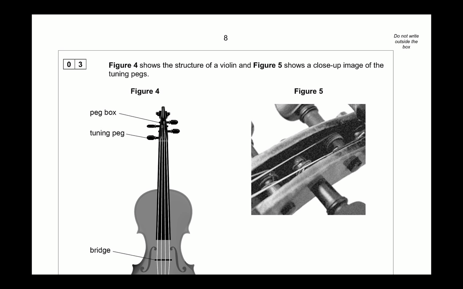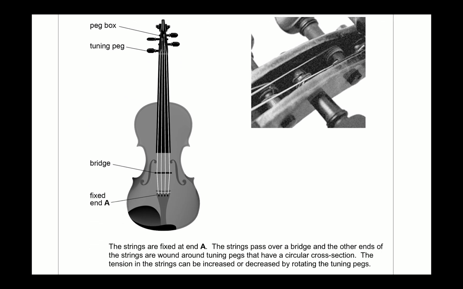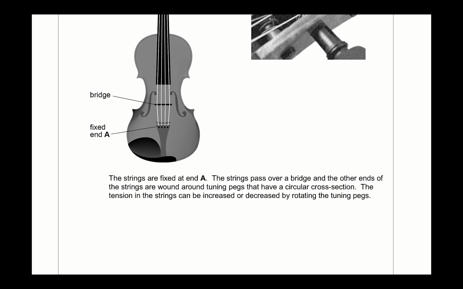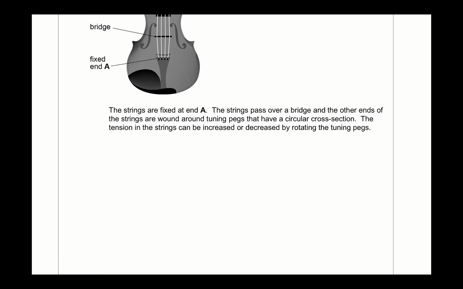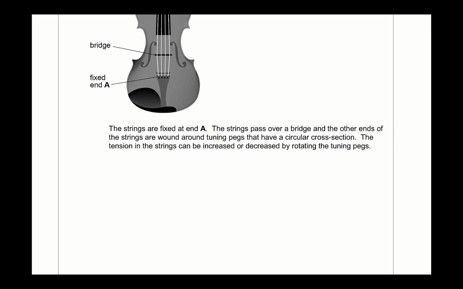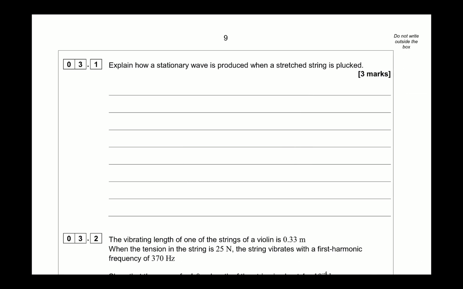All right, question 3. We've got a violin, and it's showing the tuning pegs, the bridge, and a fixed end. A. So we can increase or decrease the tension in the strings. This is almost certainly going to be a standing waves question. So explain how a standing wave is produced when the string is plucked.